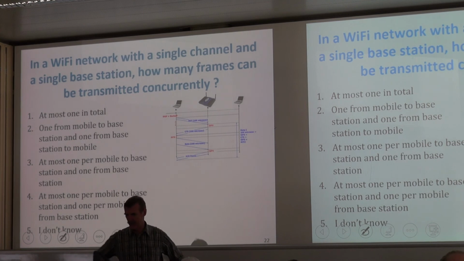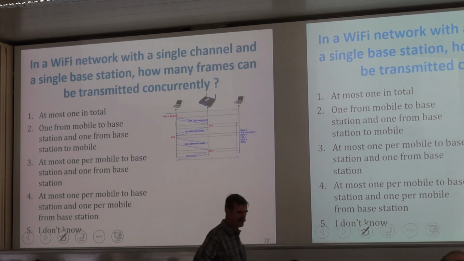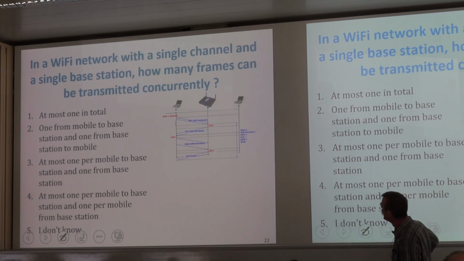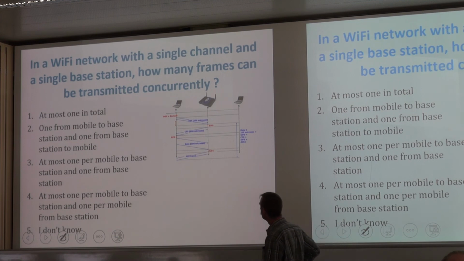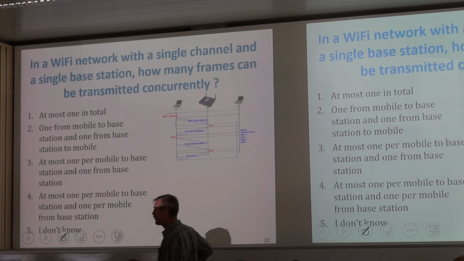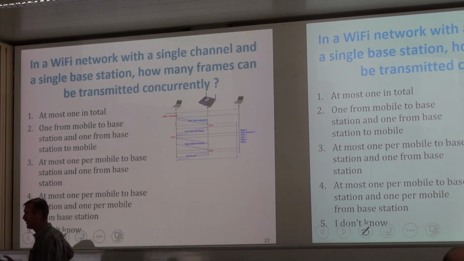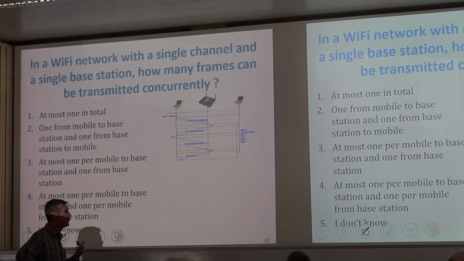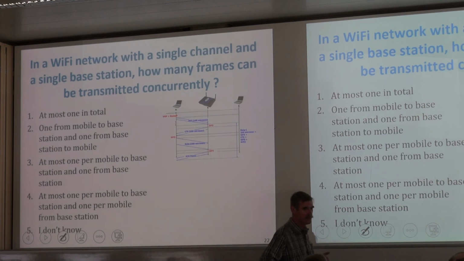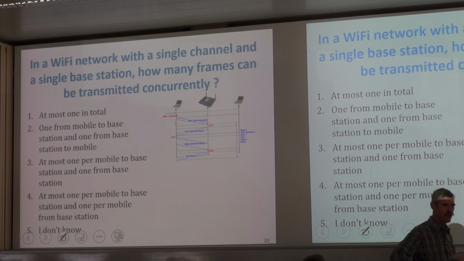Let me ask another question here. Assume I have a Wi-Fi network with a base station. How many frames can be transmitted concurrently? A frame is a packet. The word for packet in the MAC layer is a frame, the MAC layer PDU. I have several devices, for example, I have 3 here. Is it possible that more than 1 frame can be sent in parallel or not? I give you several options. Which one do you prefer?